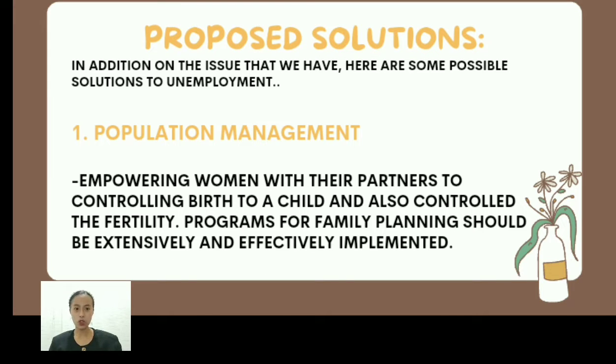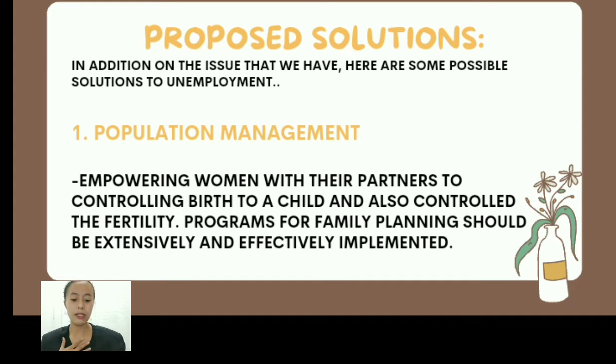For our proposed solutions, in addition to the issue that we have, here are some possible solutions to unemployment. First is population management. Empowering women and their partners to control birth and also control fertility. Programs for family planning should be extensively and effectively implemented. For this explanation, we want to gather programs for family planning.